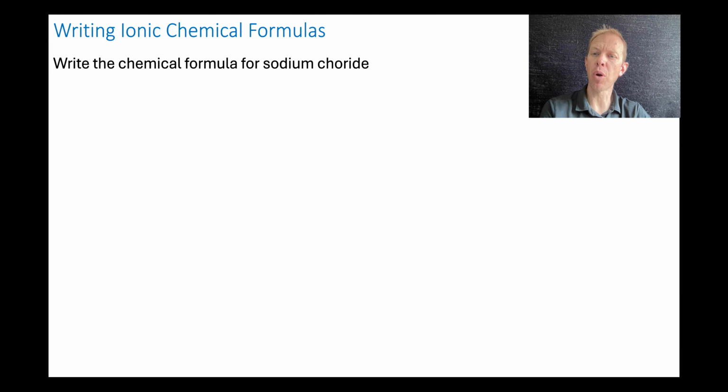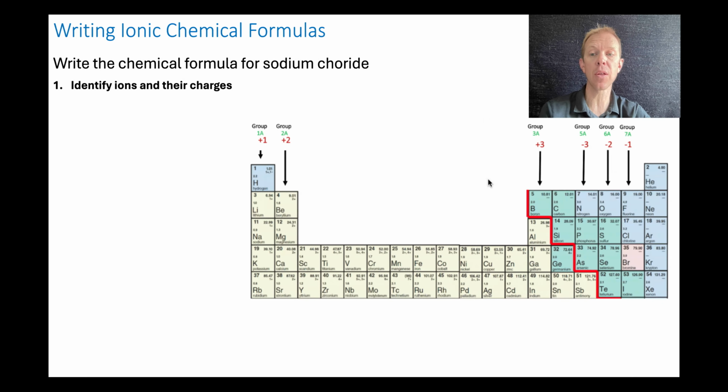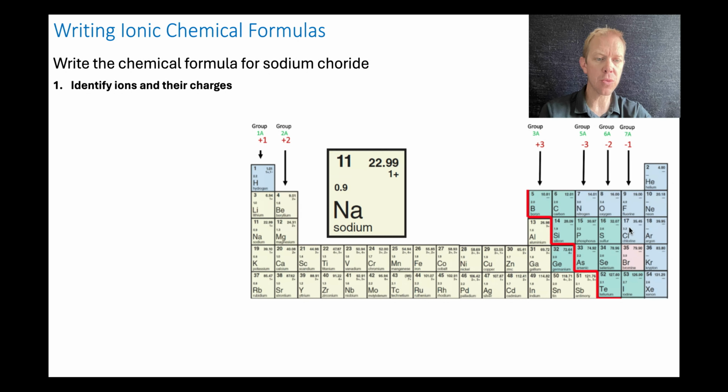To write the chemical formula for sodium chloride, our first step is to identify the ions and their charges. To do this, we'll look at the periodic table and locate those ions on the periodic table. So, taking a look around, we can see sodium is right here and chlorine is right over here. So, we've got our metal and our nonmetal.